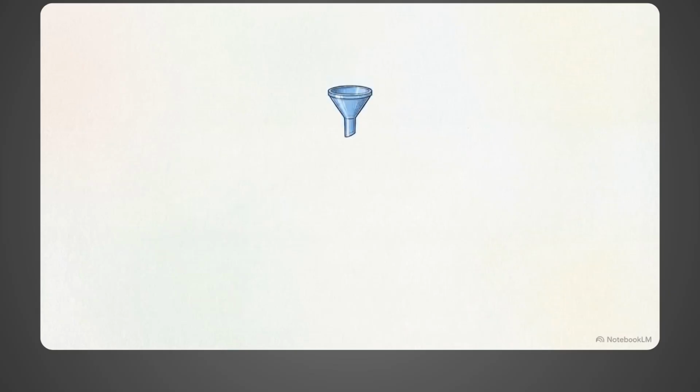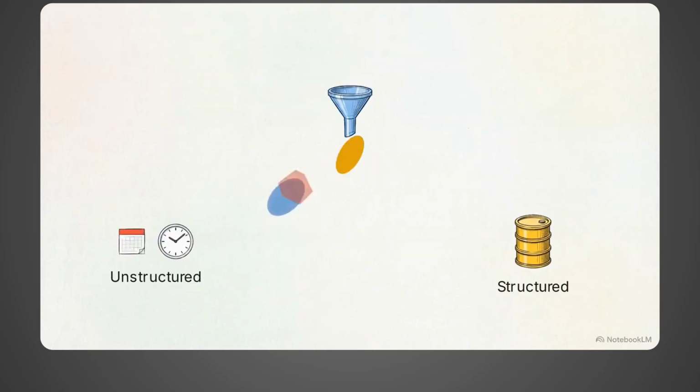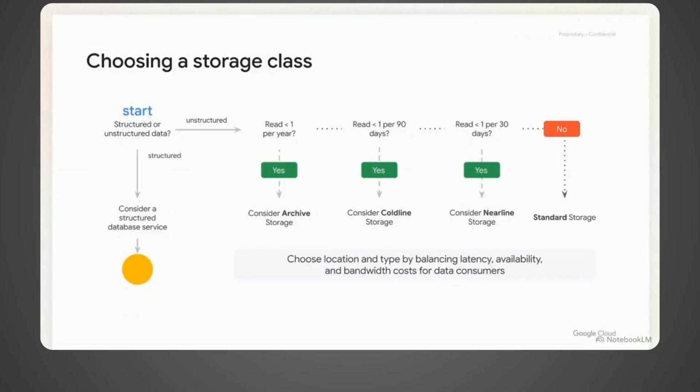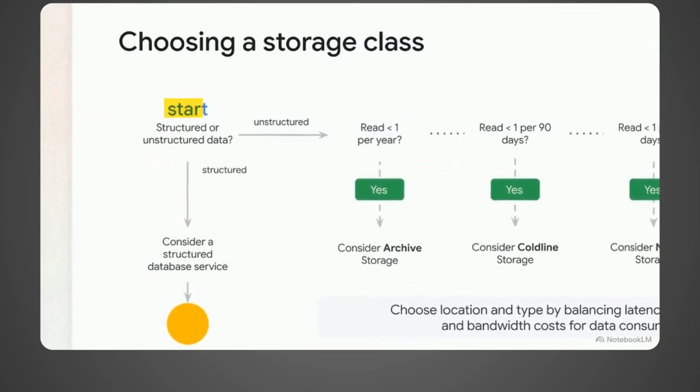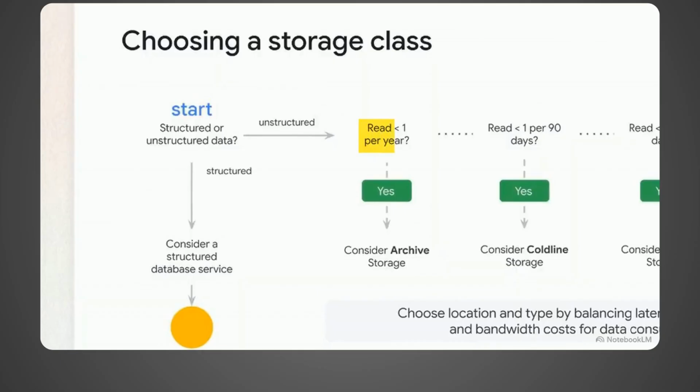The primary sorting mechanism for data routing is classifying the asset as either structured or unstructured. Structured data is automatically routed to dedicated database services. Unstructured data, however, requires a lifecycle evaluation based entirely on access frequency. This flowchart maps the precise evaluation logic for unstructured storage classes. Moving right from the start, the first node asks if the data is read less than once per year. Answering yes routes downward to archive storage.